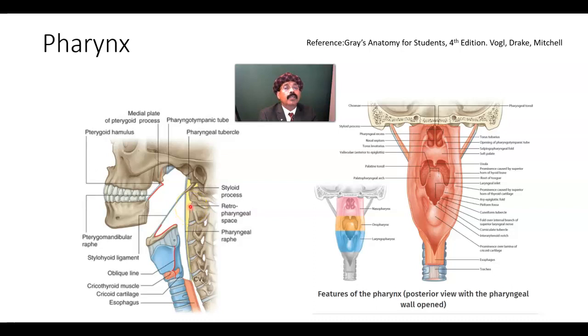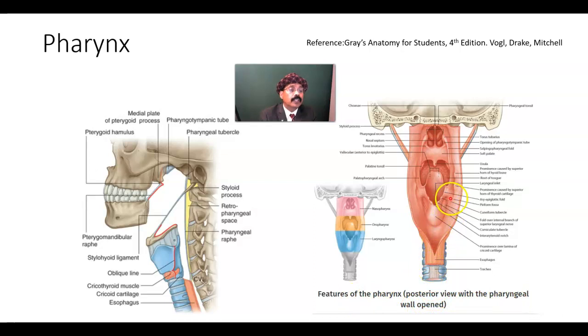It may be infected, especially in case of tuberculosis, and may have an abscess here, a retropharyngeal abscess. At the styloid process, we get another muscle, the stylopharyngeus muscle, another longitudinal muscle here. Okay, we got that. Here we are inside the pharynx. This is the posterior view of the pharyngeal wall, opened.